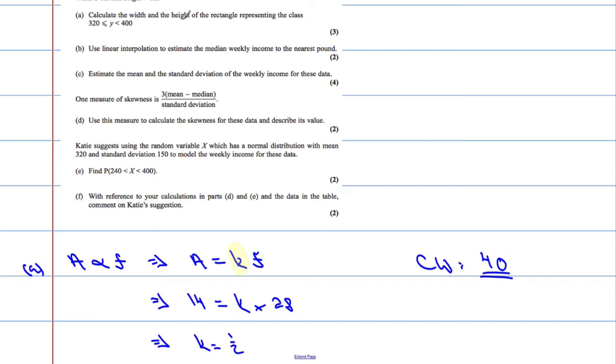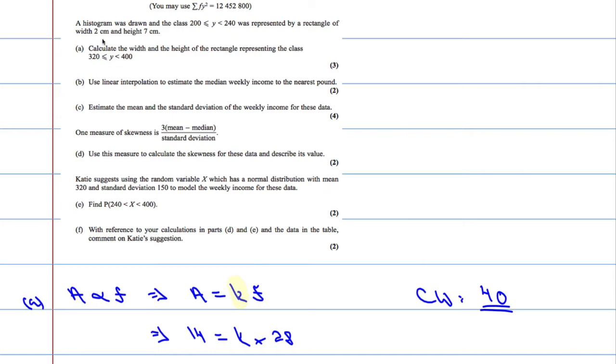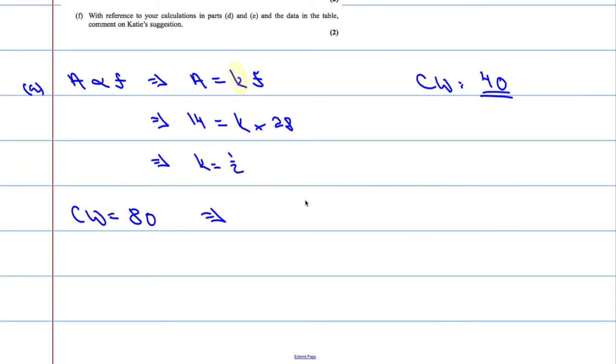We're asked to calculate the width and height of the rectangle for 320 to 400. So let's consider that class width. The class width from 320 to 400 is 80. Now, if the class width is 80, that means the bar width has to be twice the size of what it was. I think the bar width in the last one was 2, which means the bar width in this one must be 4. It must be double that. If the class width has doubled, then the bar width has doubled as well. So the bar width is 4.